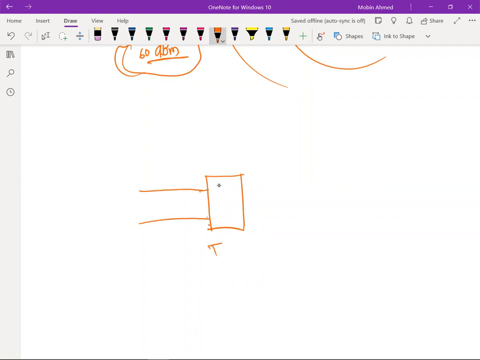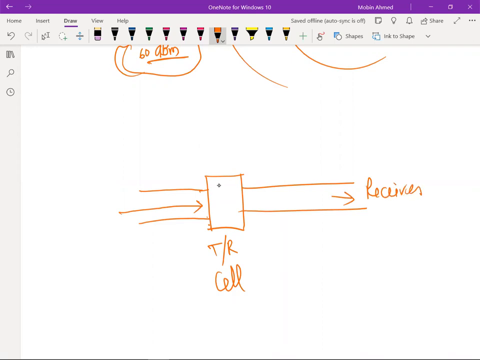This is the TR cell. This is a TR cell. And what happens when the target is going to come, it will not enter and it will not go to this side. This side we are having a receiver. It will reflect back from here, and thereafter it will enter from here.